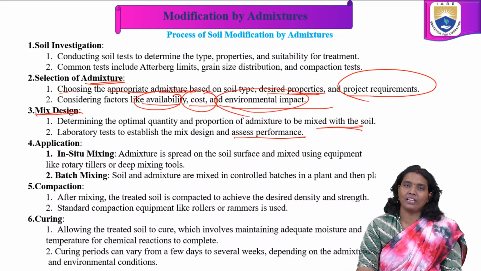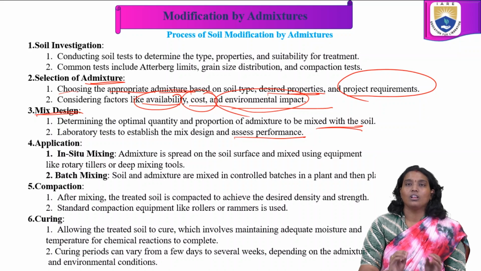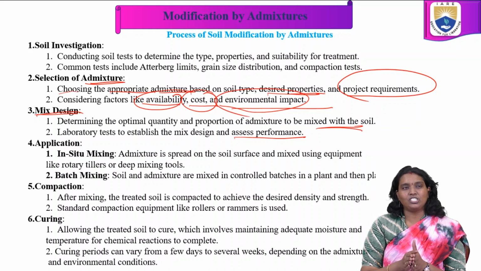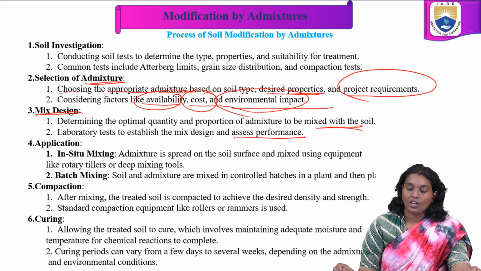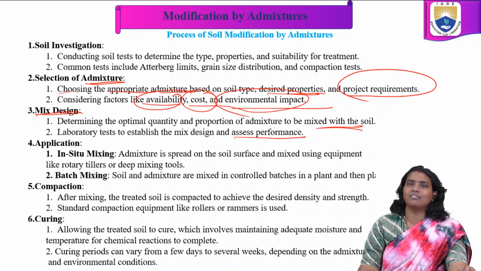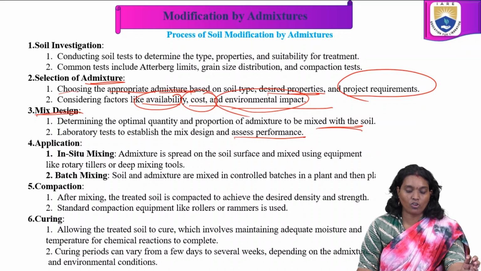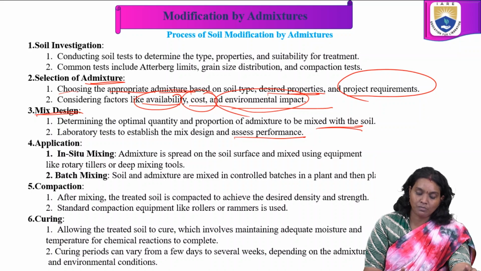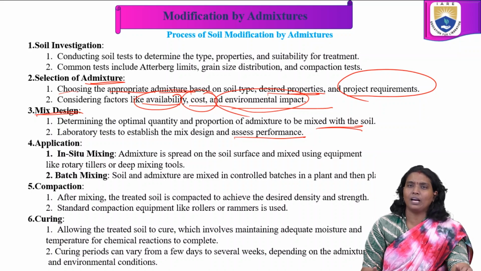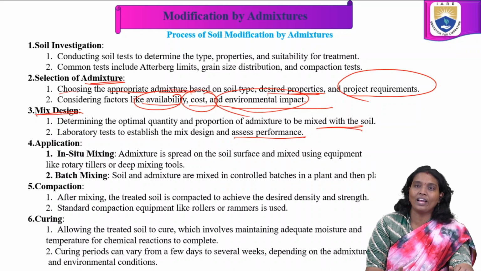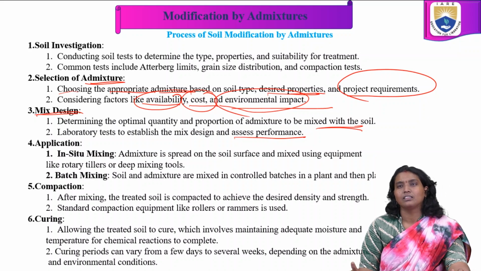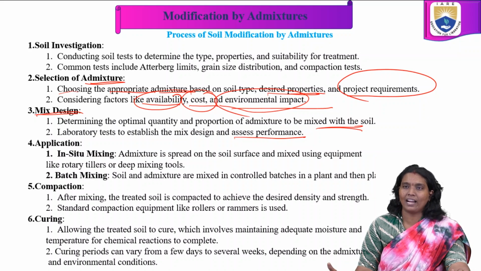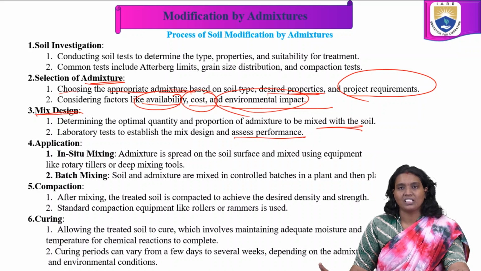Now, moving on to the application. We apply the admixture, which is spread on the soil surface and mixed using equipment like rotary tillers or deep mixing tools. Batch mixing is also one of the important methods, in which the soil and admixtures are mixed in controlled batches in a plant and then placed at the site.